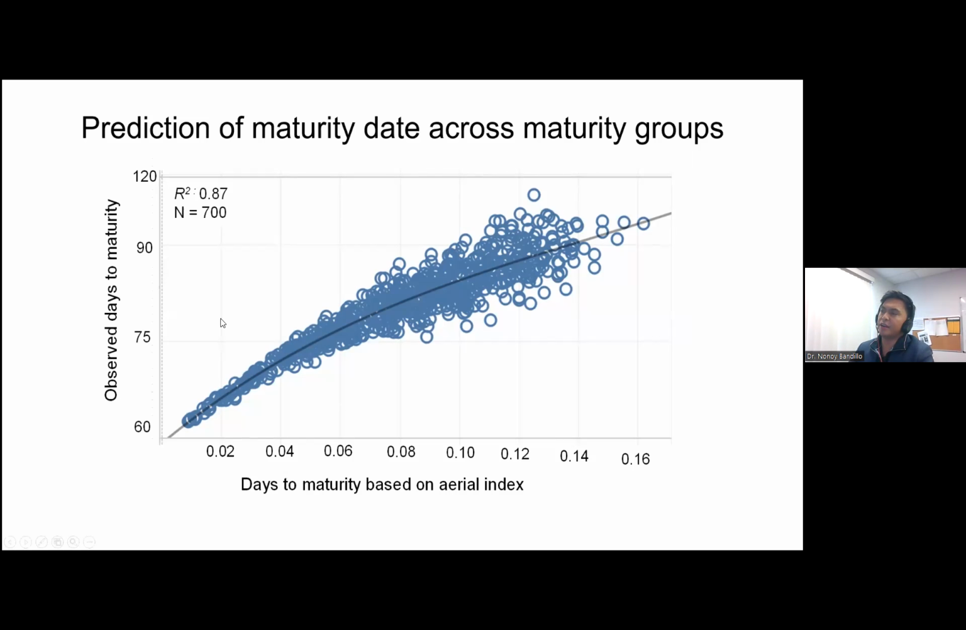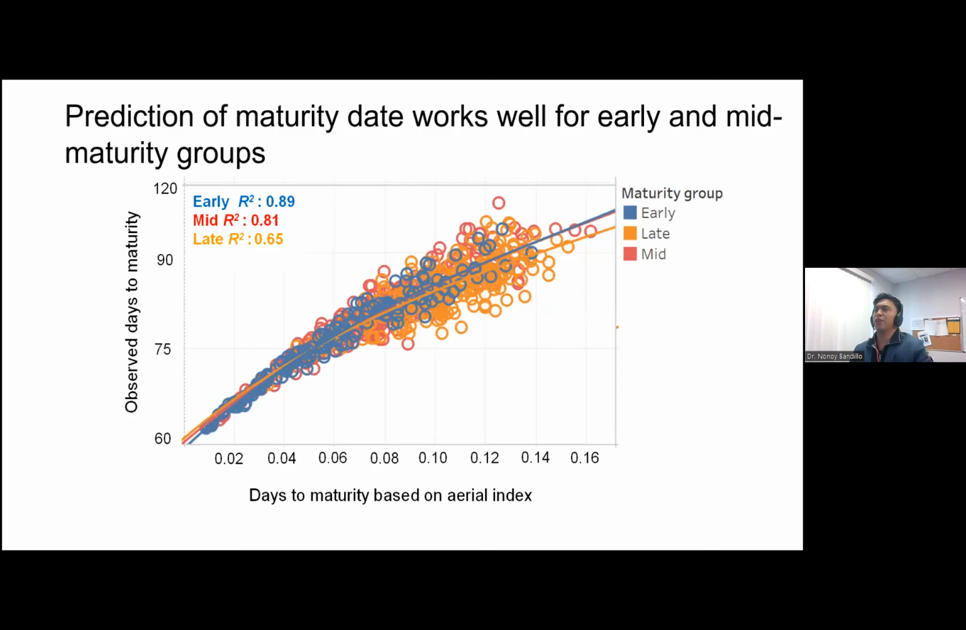And as you can see here, the correlation is pretty good. These across maturity groups are getting about 0.87 R squared. So if you take the square root of this, I think it's going to be about 0.9, I'm guessing. So the correlation is good. And we are interested now in how good it is at predicting within maturity groups.